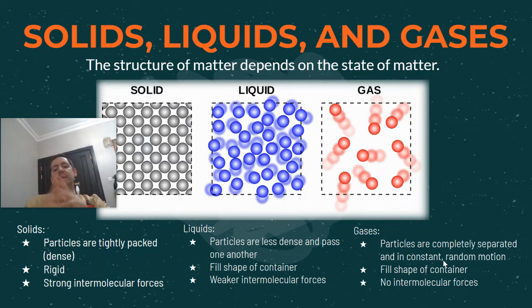Okay. The last one is the gas. You can see my image of the gas here, where the particles are much further apart. They have no bonds between them, so no intermolecular forces. They don't really affect each other at all, except for those times when they actually run into each other.